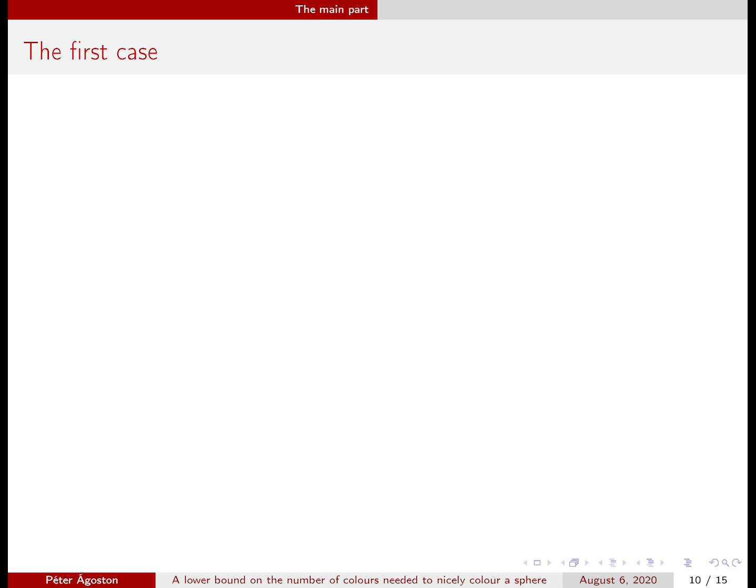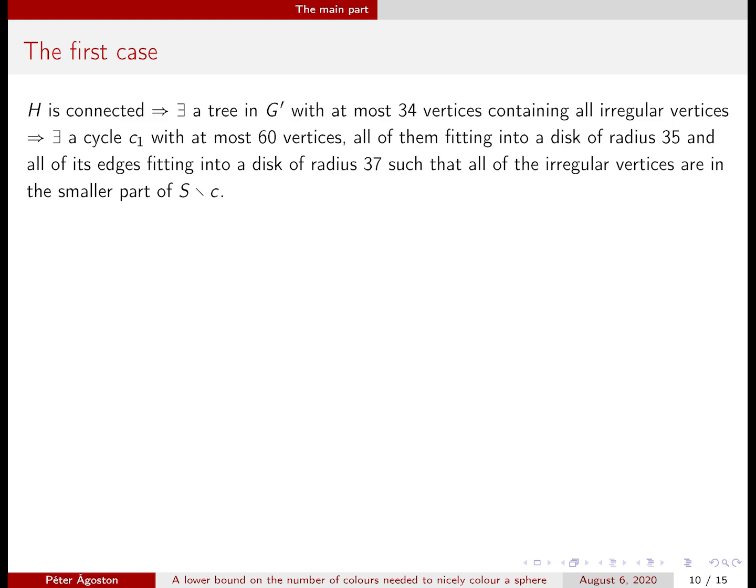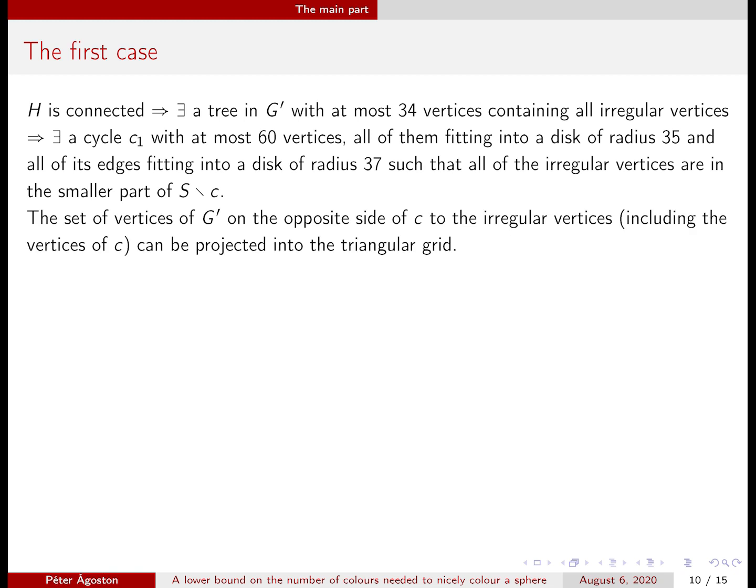First, take a look at case 1. From H being connected, we can find a tree in G' on at most 34 vertices that contains all the irregular vertices. By using this, we can find a cycle C1 on at most 60 vertices that fits into a small disk and separates the irregular vertices from those outside the disk. So those vertices on the other side of C1 can be projected into the triangular grid.